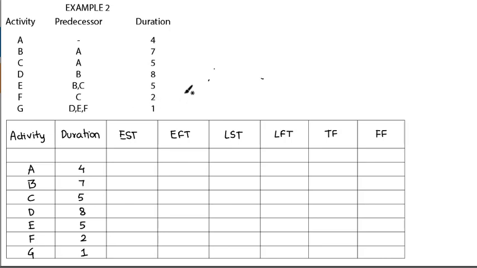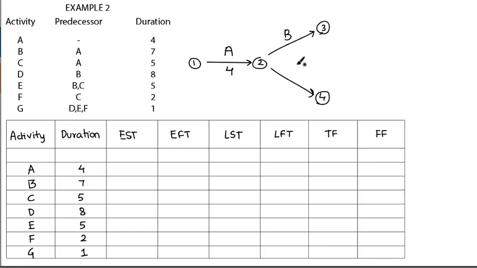For the first activity A, which has no predecessor, let's start drawing the diagram. So 1, 2, A, which has no predecessor, so this will be the starting activity, with a duration of 4. Similarly, B and C are emerging from A, so this will be B, this will be C, with durations of 7 and 5.